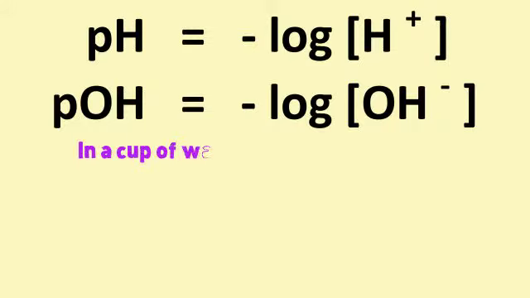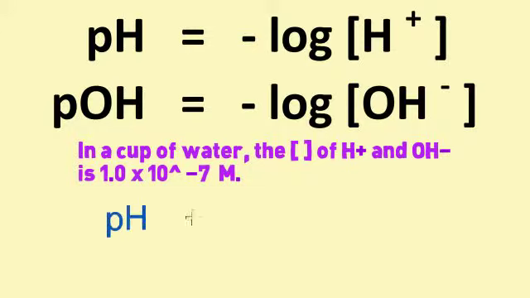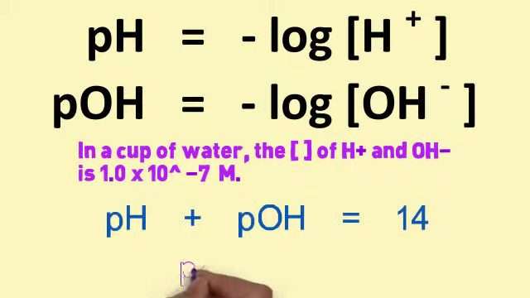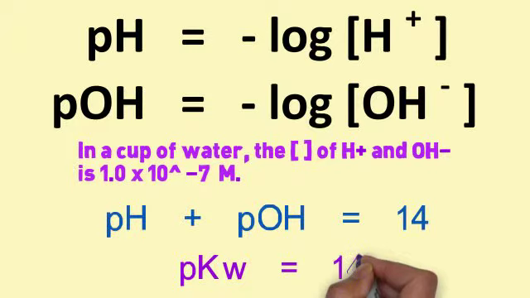In any cup of water that you pick up, some of the water dissociates. And so you get the concentration of H plus and OH negative is 1 times 10 to the negative 7th molarity. Teeny tiny amount. pH plus pOH is equal to 14 because that comes out to 7 plus 7 if you work it out. And pKa, we can take the P of anything, is also equal to 14. pKw.